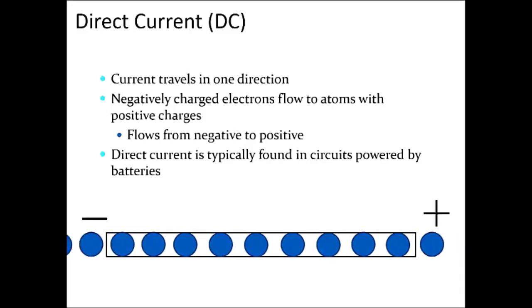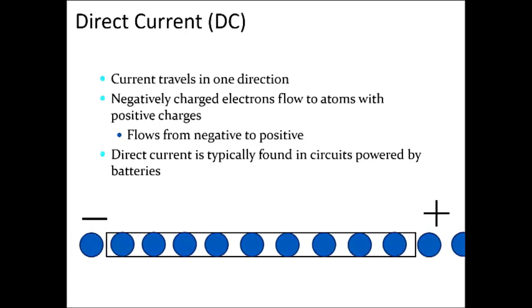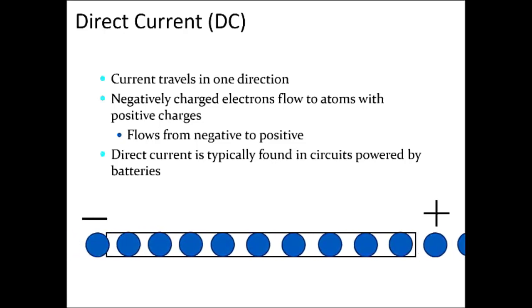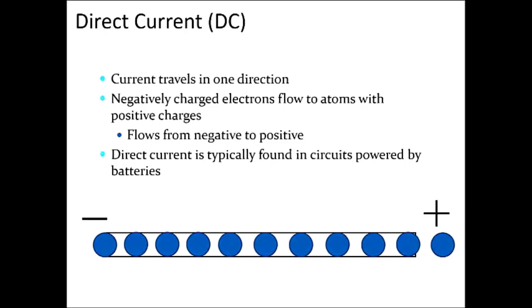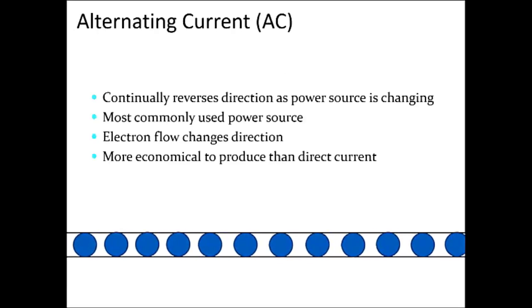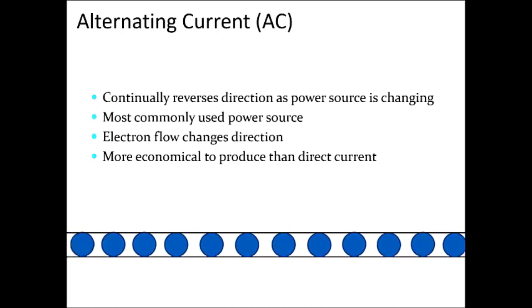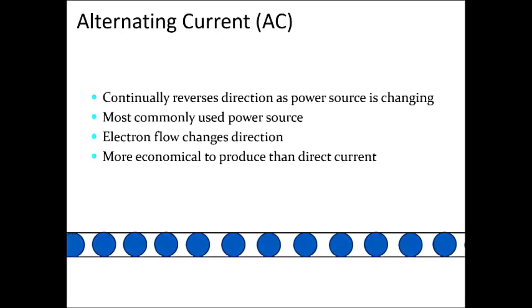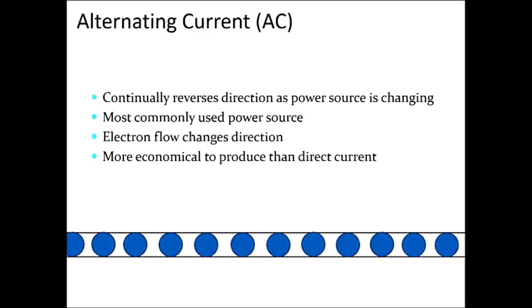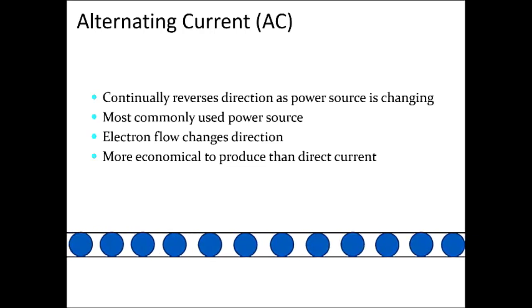So direct current travels in one direction. Negatively charged electrons flow from atom to atom, and they flow from negative to positive. Direct current is typically found in circuits powered by batteries. Alternating current continually reverses direction as the power source is changing. This is the most commonly used power source. The electron flow changes direction, and it is more economical to produce than direct current.